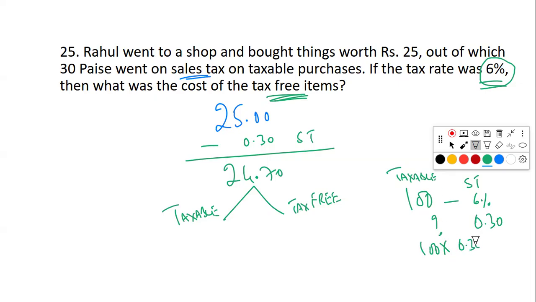100 into 0.30 by 6. So this is same as 30 by 6, which is 5 rupees. So taxable goods is 5 rupees. Out of 24.70, if you bought taxable 5, what is tax-free then? 24.70 minus 5 rupees, 19 rupees 70 paisa is tax-free. Hope everybody is able to get this.